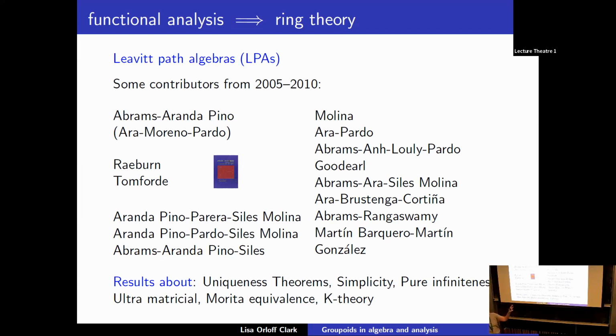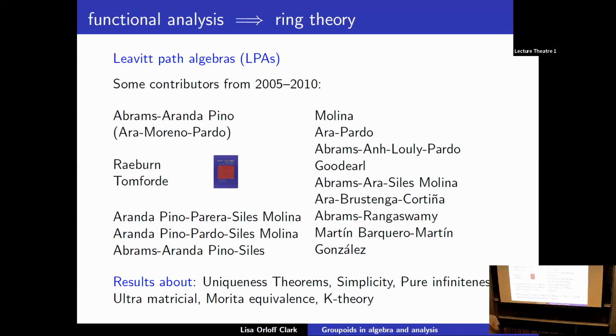And lots of these results, they're not all functional analysis inspiring ring theory, but lots of them are. There's uniqueness theorems, there's simplicity results, there's purely infinite results in an algebraic setting, there's ultramatricial, which is like AF. There's Morita equivalence, there's K-theory, at least the K0, K1 kind of stuff. So I would say lots of this is inspired by functional analysis, although as it gets farther on, I think it's less and less. At first there was lots you could do, but then the algebraic questions take over.